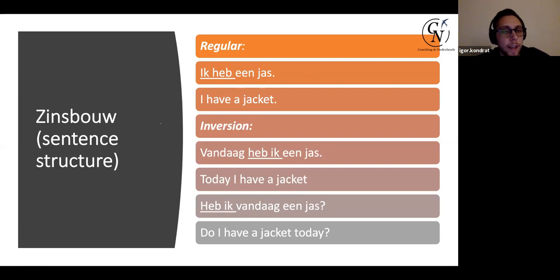Vandaag ik heb is wrong. It needs to be vandaag heb ik een jas. So this one is difficult in Dutch. Because vandaag ik heb een jas, they will understand you, of course, because it's similar. But the correct way is vandaag heb ik een jas, because of vandaag, it's an inversion. But you can also do ik heb vandaag een jas. This one is correct, because we have vandaag after ik heb. So then it's okay. And otherwise you have vandaag heb ik een jas.